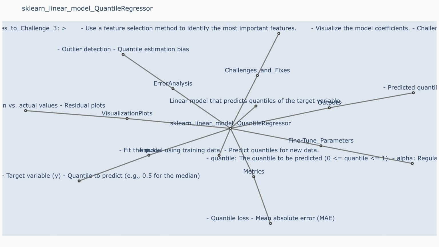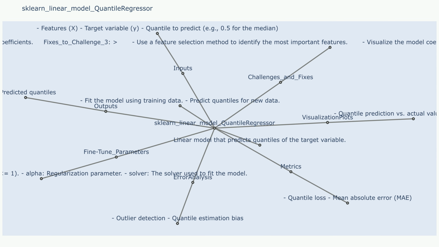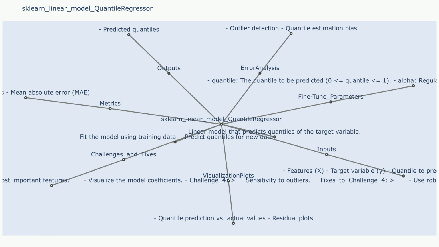sklearn, linear model, quantile regressor. Description. The quantile regressor is a linear model that predicts the quantiles of a target variable, allowing for the estimation of confidence intervals and uncertainty. It is based on the concept of quantile regression, where the goal is to minimize the sum of the weighted absolute errors between the predicted quantiles and the actual target values.